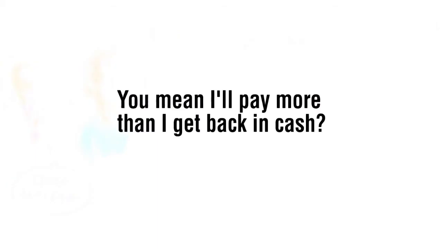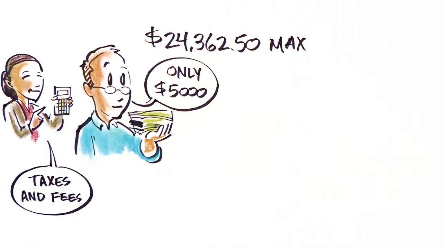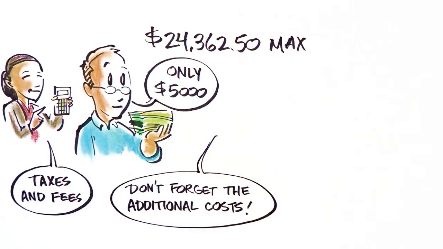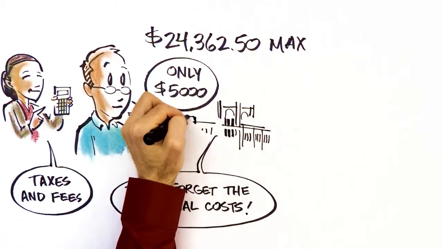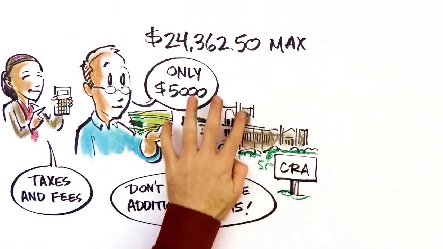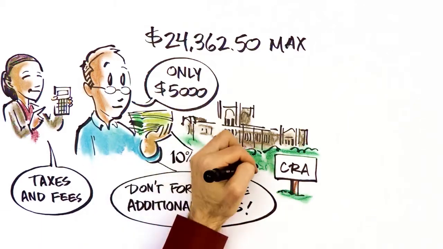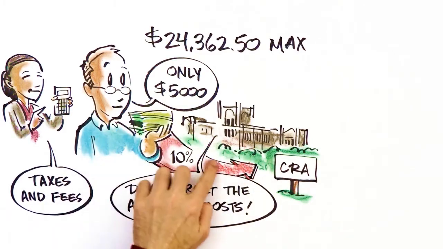You mean I'll pay more than I get back in cash? Yes. If you are seeking $5,000, the financial institution processing your request must ensure that you get $5,000. But there are additional costs associated with pension unlocking that you should be aware of. You will be required to pay taxes to the Canada Revenue Agency, and the tax marginally increases depending on how much you withdraw. For amounts below $5,000, you will pay 10% in taxes.